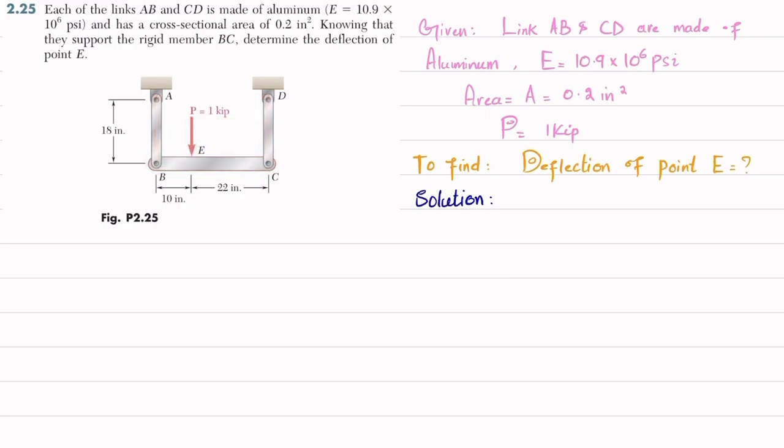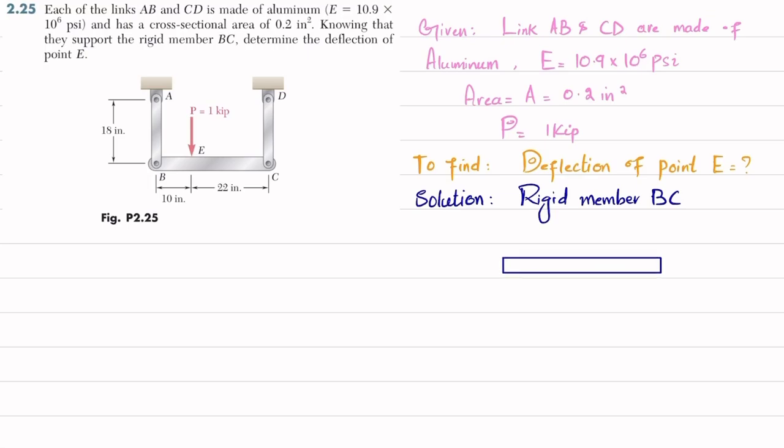So what we have to find? We have to find the deflection of this point E. So let's start with the solution. You can see here that due to this load there will be a tension in members AB and CD, but if you want to remove these, there will be a reaction force from these two links. So we will draw the free body diagram of this rigid member BC.